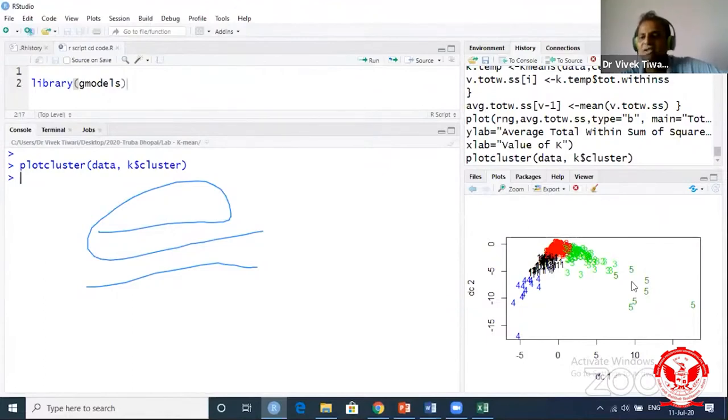Yeah, this is the visualization. So these are the data points of cluster 5. Very, very few data points come under cluster 5. These lighter, green colored data points are cluster 3. Red colors are cluster 2. Black colored data points are cluster 1. And blue color are part of cluster 4. So in this way, you can also visualize your data.